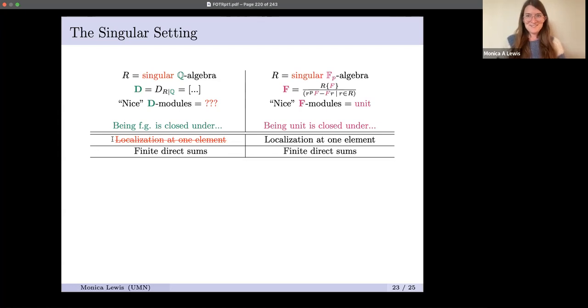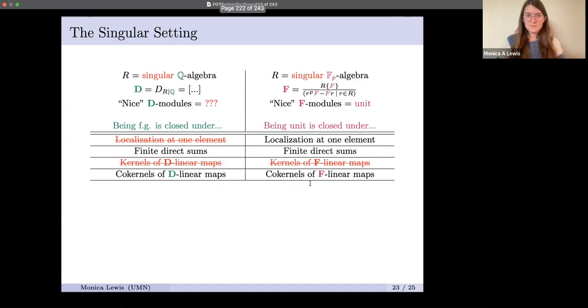Finite direct sums are easy. We can check that one off our list and pat ourselves on the back. Kernels fail in both cases. These are not Noetherian rings. And even for unit stuff, again, the failure here is due to Kuhn's theorem.